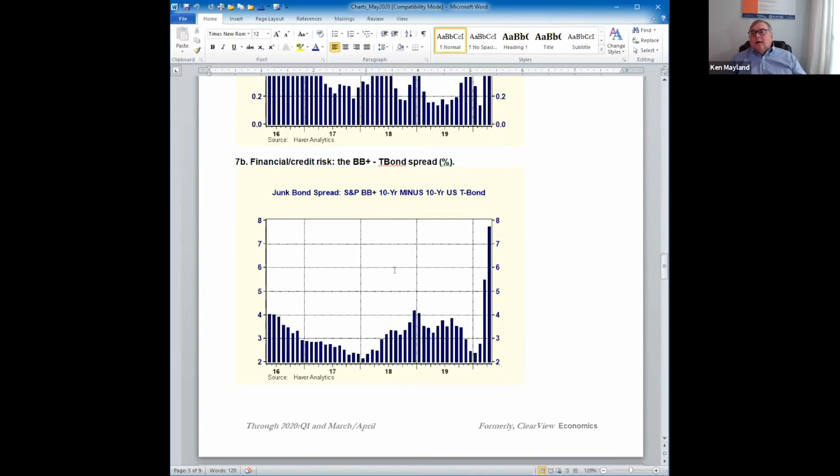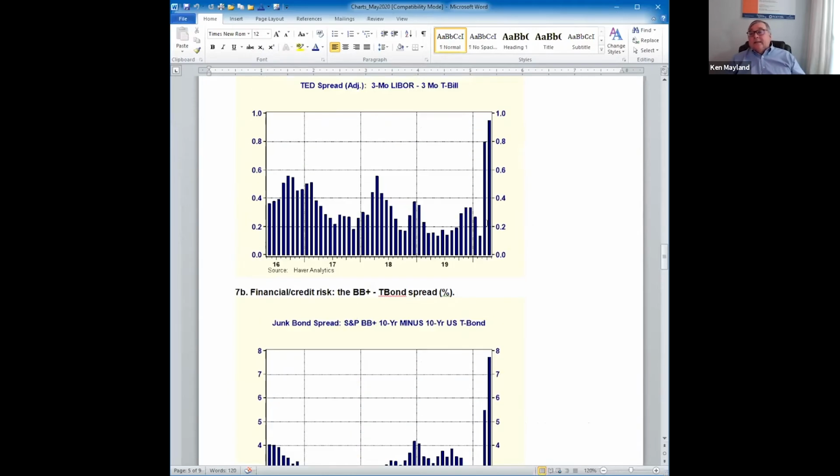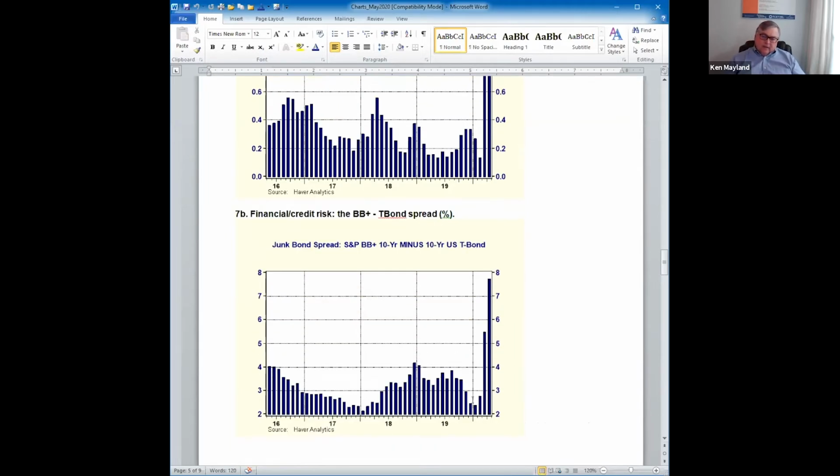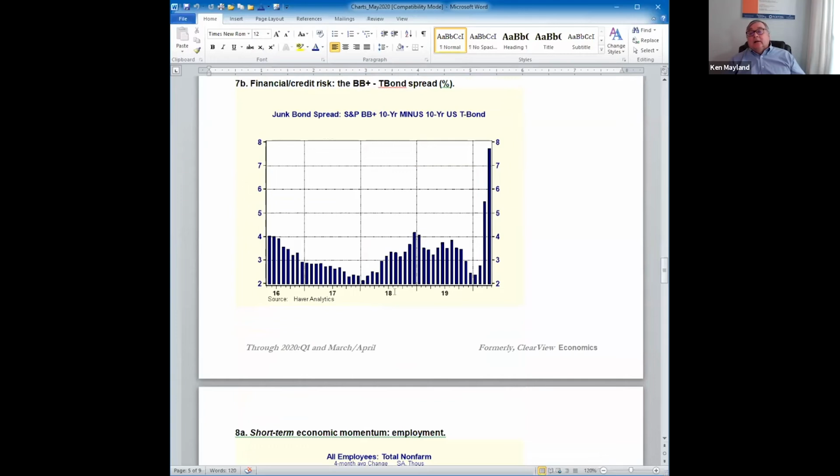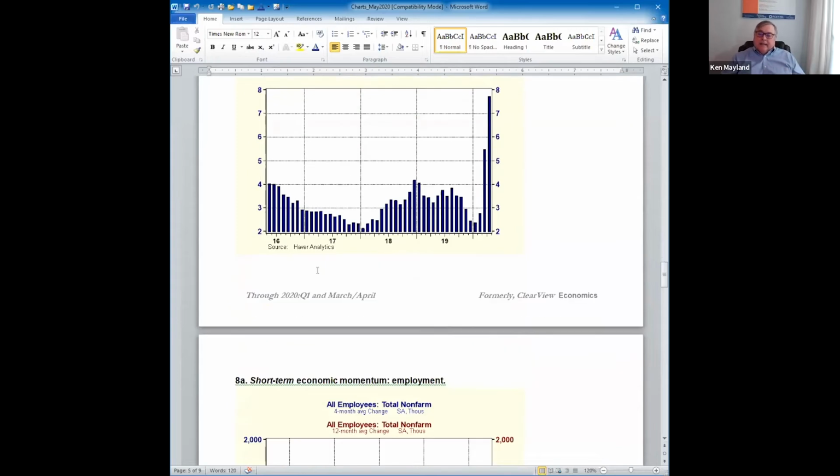And so, as we see here, in March and April those credit risk spreads just widened out very fast and widened out enormously, indicating the market sees major risks here. And then that causes people to do things in the economy that can lead to deteriorating economic conditions.